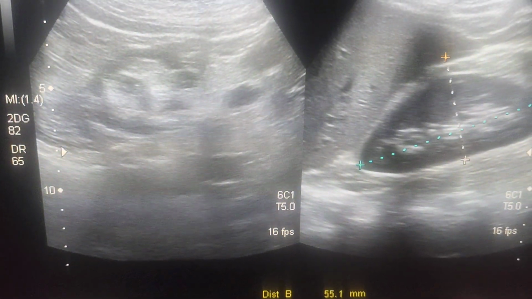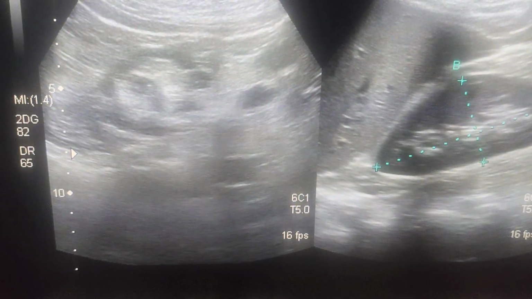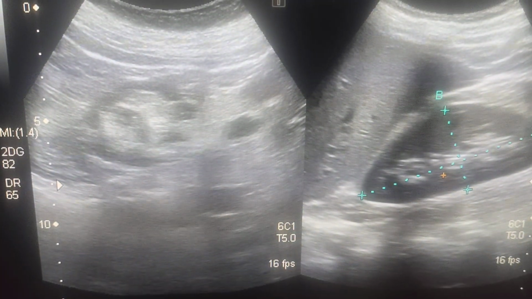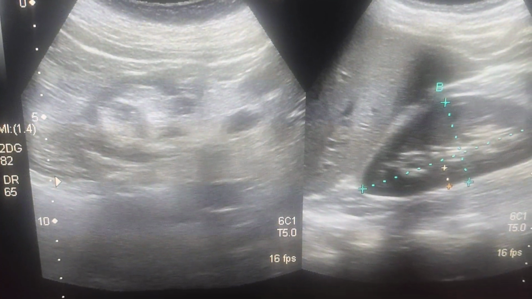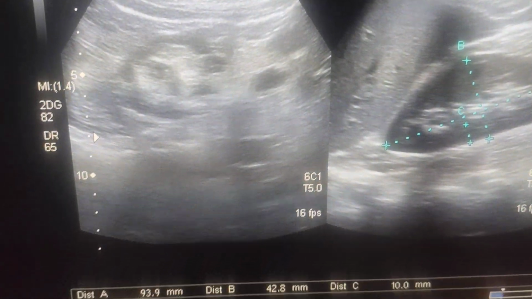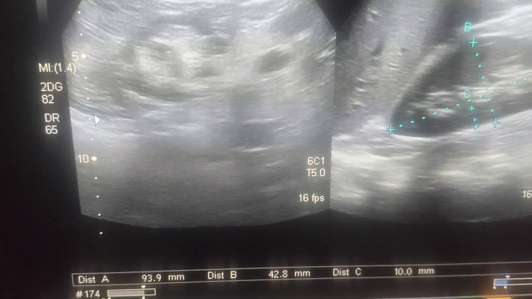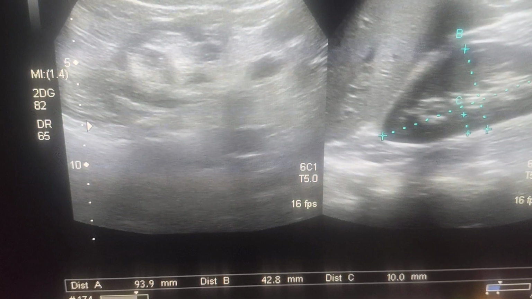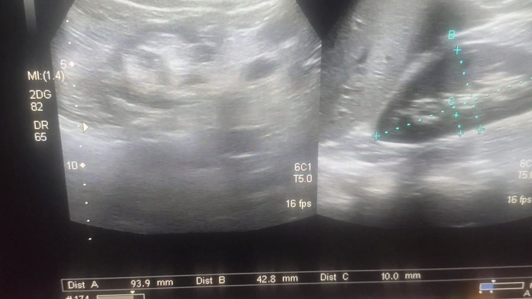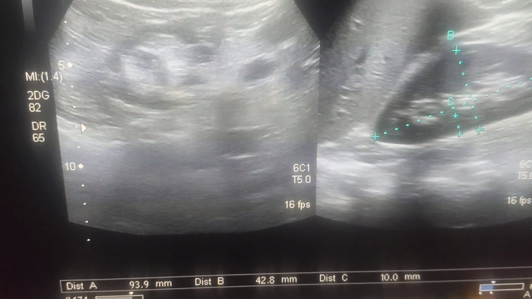and CMD, for CMD measurement, this is how we measure corticomedullary differentiation. You can see this kidney shows 9.3, 4.2 and 10 mm.